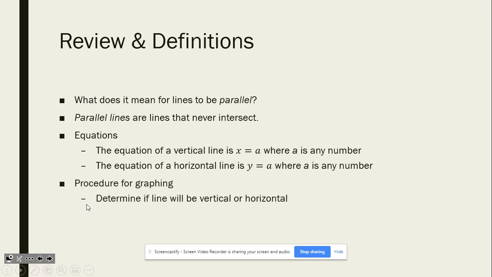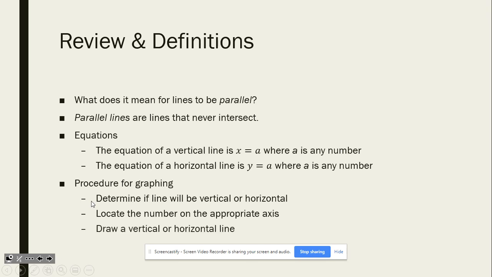Your procedure for graphing these strange lines is to determine if the line is going to be vertical or horizontal by its equation. Next, locate the number on the appropriate axis, whether it's the x-axis or the y-axis. Next, draw the vertical or the horizontal line. Be sure to follow all your normal graphing procedures, such as labeling the correct line.